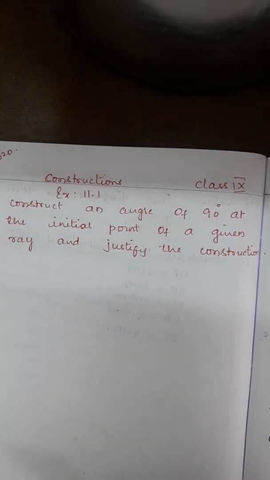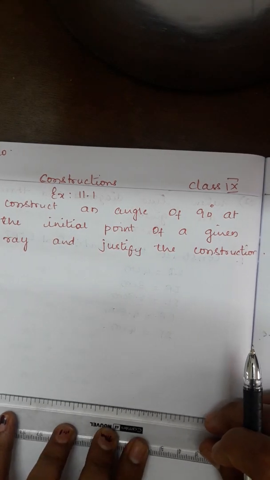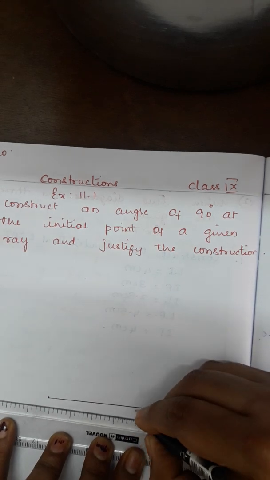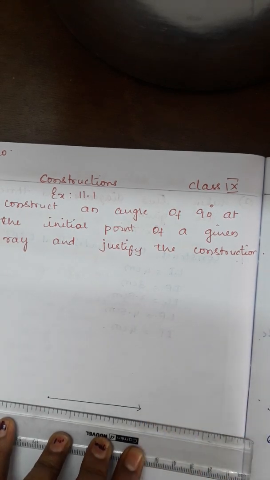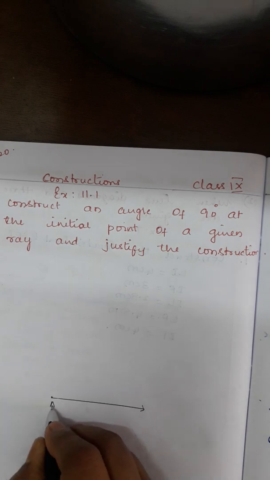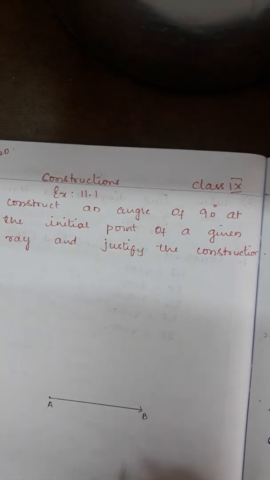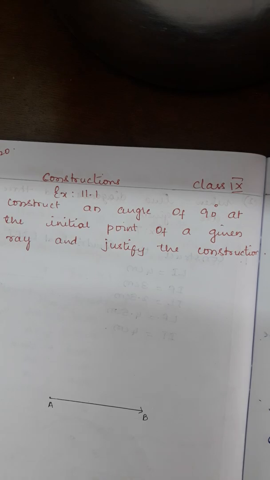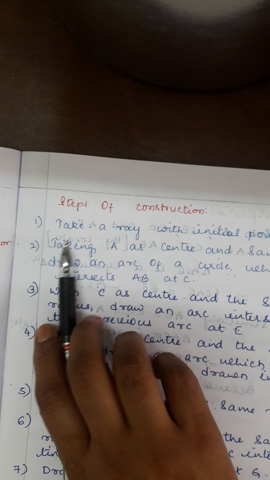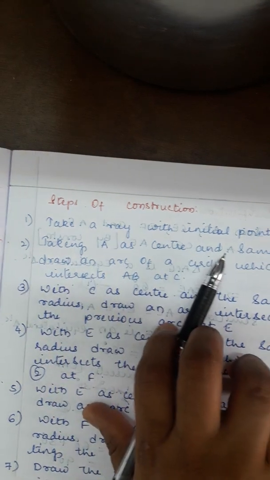For this, let us draw the base of any length. Let me take a ray. Let me draw a ray first with the initial point. Here I have drawn a ray with the initial point A. Now, according to the first step, what is the first step? Take a ray with initial point A.